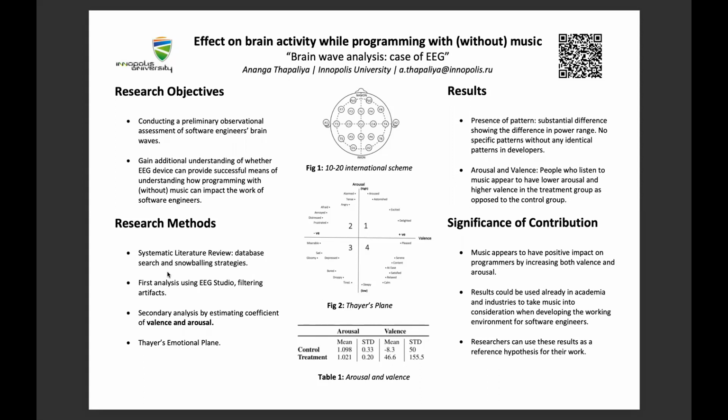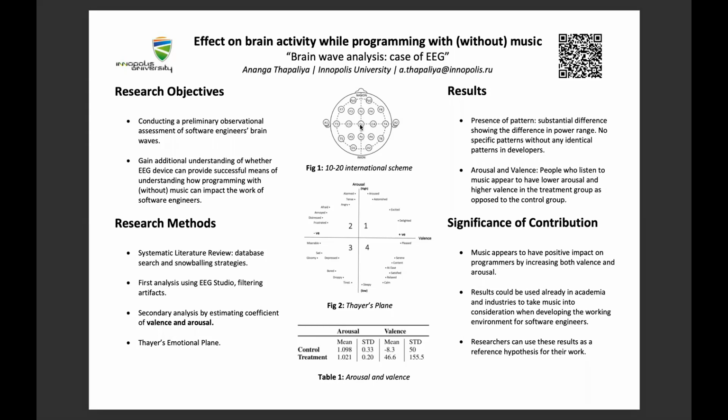The first analysis was performed using the software from EEG Studio, firstly to remove the noise from the signal, amplitude and notch filtering were used. After that, the same software was used to clean up the artifacts such as blinking. The band values obtained from the same subjects while they were programming with and without music were compared. For the experiment that I did, electrodes were based on the 10-20 international scheme, as we can see here in figure 1, where CZ is the reference electrode.